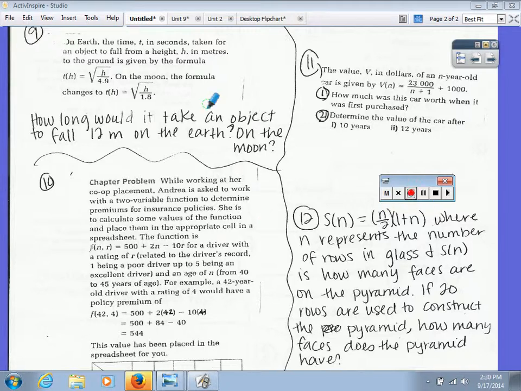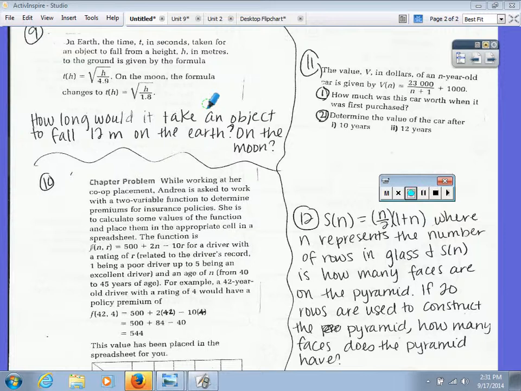Okay, this is the last question that I'm going to record on the flip chart, but we're going to finish up the worksheet together. We're still going to do 10, 11, and 12 together. But right now we're just going to do number 9. All right, so on Earth, the time t in seconds taken for an object to fall from a height h in meters to the ground is given by the formula, that wonderful thing. On the moon, the formula changes to this wonderful thing.